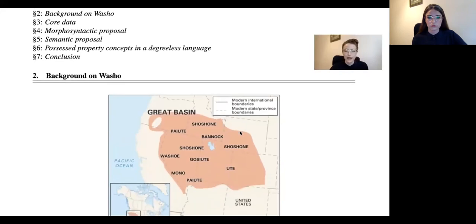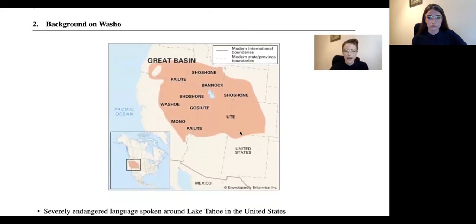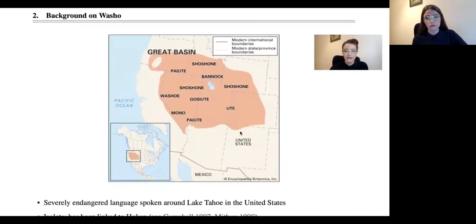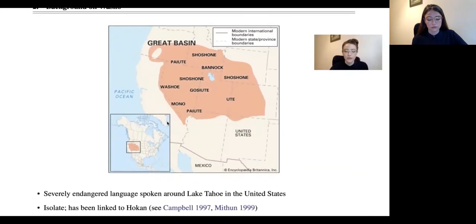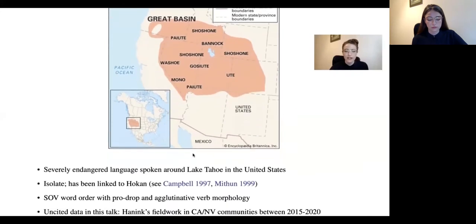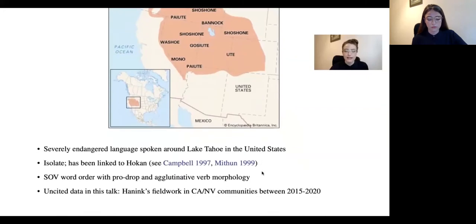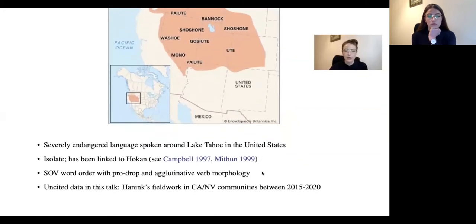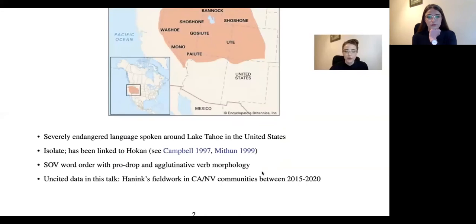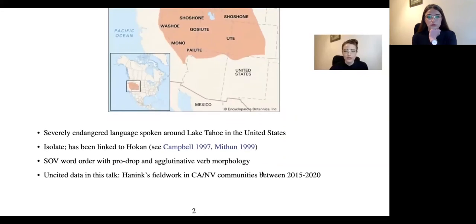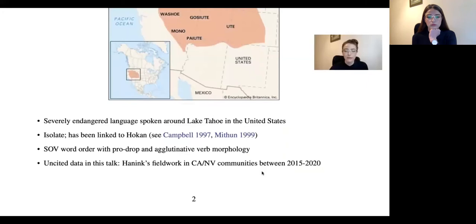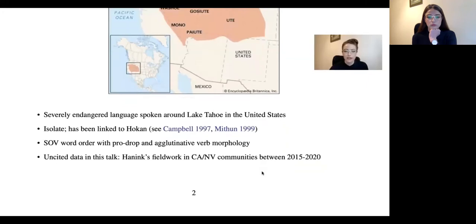Okay, so to begin with background on the language. Here's a map of where Washoe is spoken. This is the Great Basin areal region of the Western United States. Washoe is spoken here on the border of California and Nevada around Lake Tahoe. Washoe is a very endangered language, and genetically it's an isolate, though it's been linked to the proposed Hokan group. It has an SOV word order with prodrop and agglutinative verb morphology, and the uncited data in this talk come from my field work, which I started in 2015.